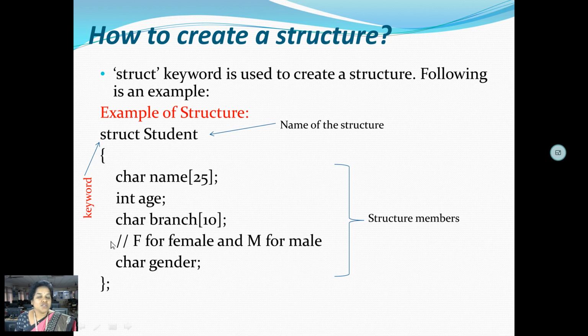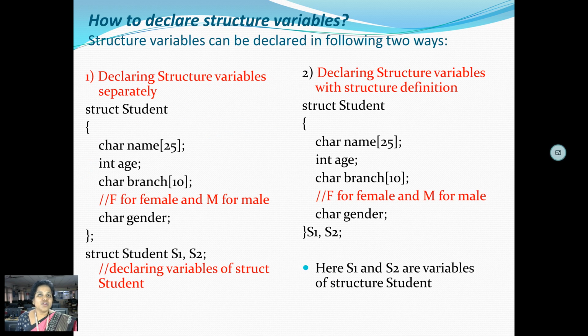I also already explained that it should be terminated with a semicolon. That is very important while declaring a structure. We can declare the structure variable here itself, or we can declare it at the time of writing the code. But here I am not declaring any variable for the structure. So how to declare structure variables? Now we have gone through how to declare a structure.